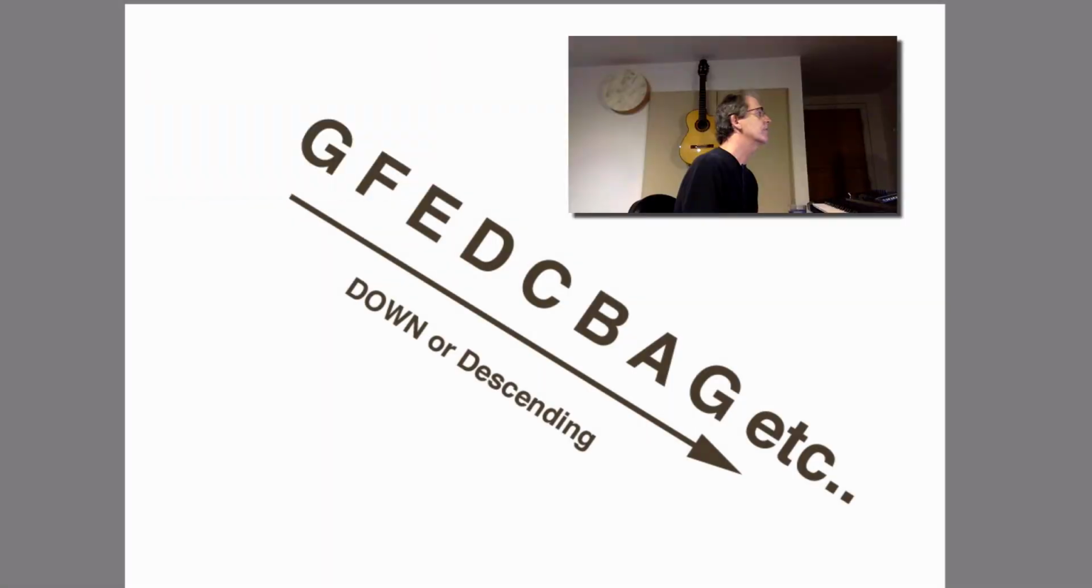The next illustration is going from G backwards through that series of letters. So you're reciting the alphabet backwards from G. So going down, G, F, E, D, C, B, A. What do you do when you get to A if you want to keep going down? You start on G again, you keep going down. It's just an endless cycle down, okay? So that is descending. Like going down the stairs, down the musical stairs.